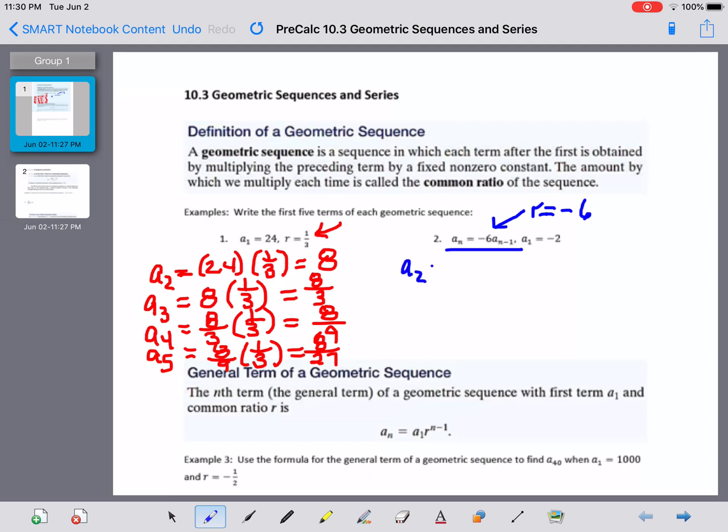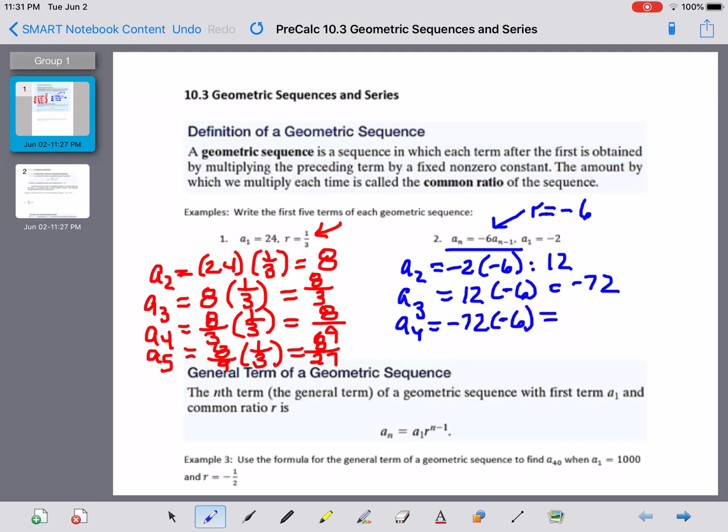To find A sub 2, I'm going to take my -2 and multiply it by my ratio of -6, and I get +12. For A sub 3, I'm going to take my +12 times my -6, and I get -72. For A sub 4, I'm going to take that -72 times -6. I might need a calculator now. I do know I get a positive number. How about +432? And for my fifth term, I would take my +432 times my -6, and I get another negative term, which is -2,592.